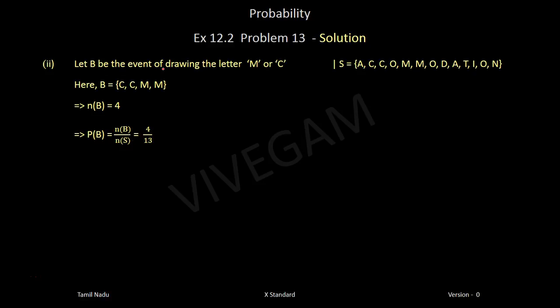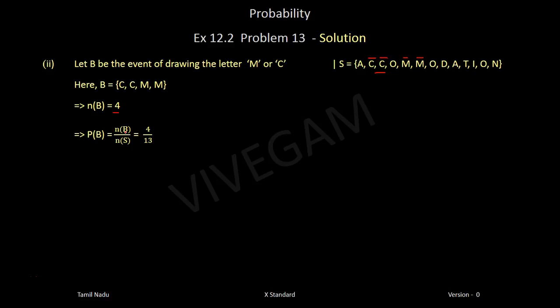The same thing for part B. Let B be the event of drawing the letter M or C. For reference, I have written the same sample space here. Which will be favorable to us? This will be favorable, this will be favorable, and these two C's will be favorable to us. Anything else? I think that's it. So 4 outcomes are favorable to us: C, C, M, M. How many outcomes favorable to us? 4. Count it.